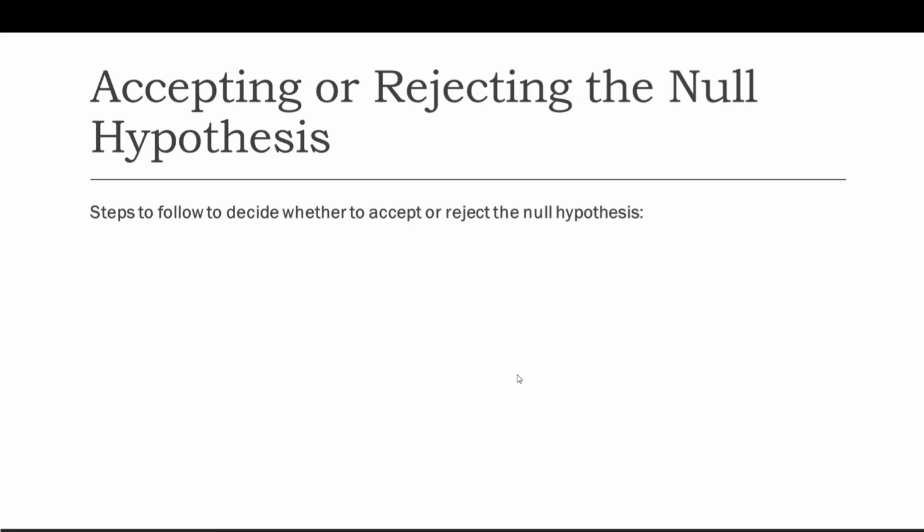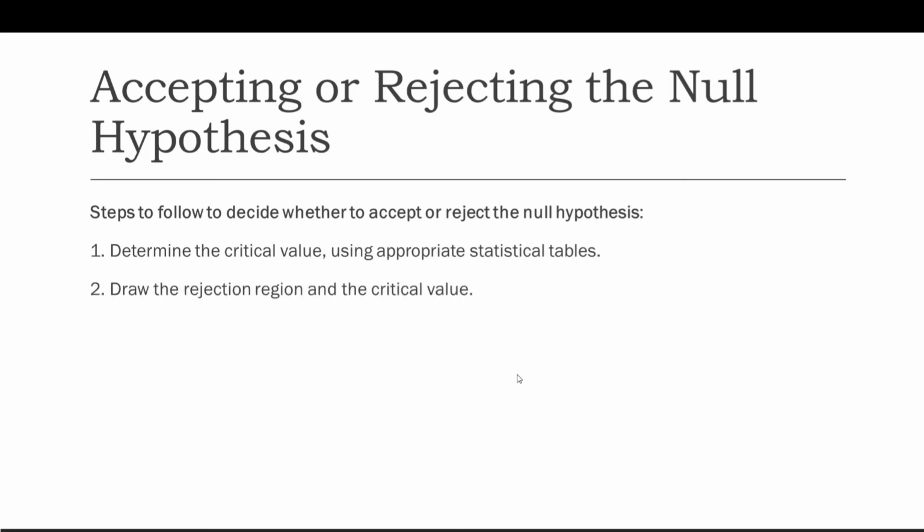So, now we are here in accepting or rejecting the null hypothesis. We have the steps to follow kung i-accept natin or i-reject natin yung null hypothesis. First is determine the critical value using the appropriate statistical table. Eto na yung pinag-aralan natin last time, yung t-distribution natin. Next is draw the rejection region of the critical value.